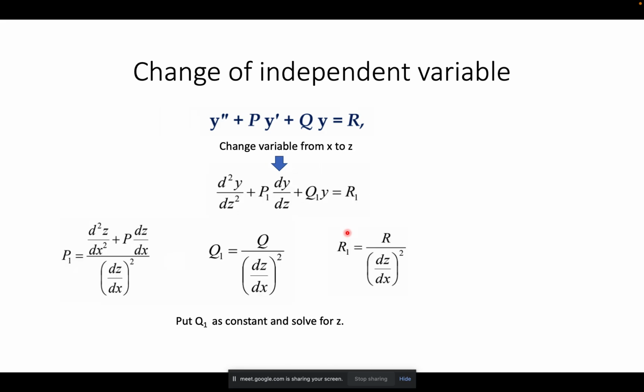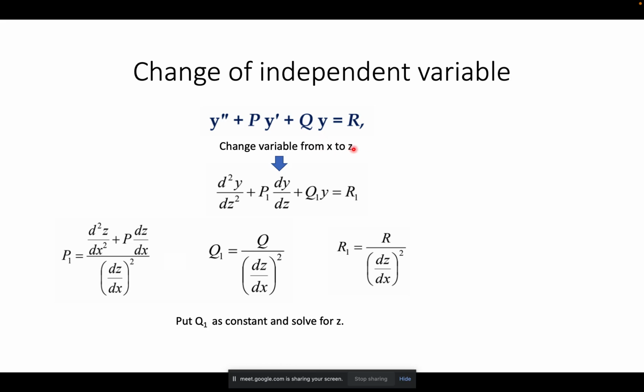So the last method you have learned is that you can change the independent variable. So the independent variable here is x. So what you do, you have the given differential equation y double dash plus p y dash plus q y is equal to r, and then you change the variable from x to z because x is the independent variable. Now by doing so, you can write the differential equation in this form, where you have d square y by dz square, because now you have replaced the variable from x to z. Your derivative will be with respect to z only. So d square y by dz square plus p1 dy by dz plus q1 y is equal to r1.